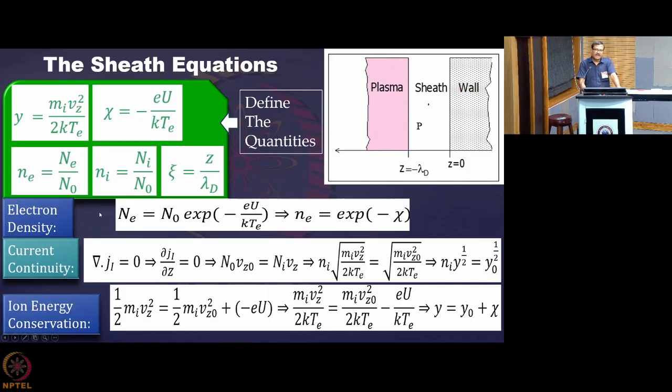So what is that? Ne equal to N0 exponential of minus eU by kT. What is U? U is the potential in the sheath region. Depending on the potential, the retardation the electrons feel, their distribution will be adjusted. So U is varying with z, and this is the number density Ne equal to N0 exponential of minus eU by kT as per the Boltzmann distribution.